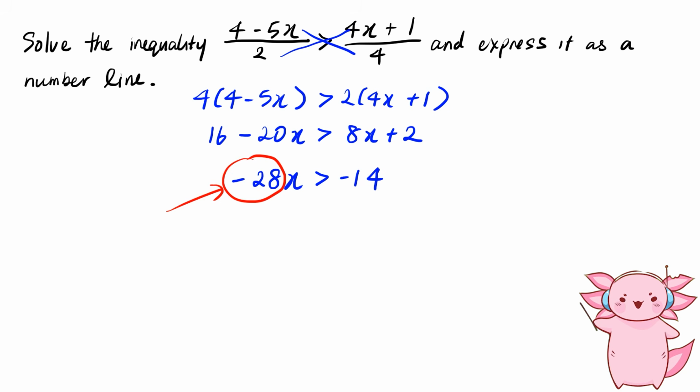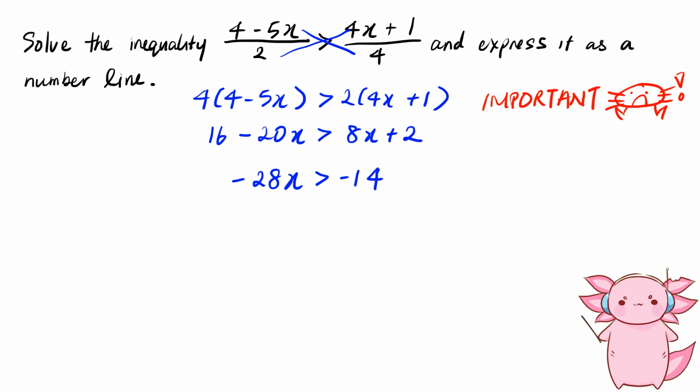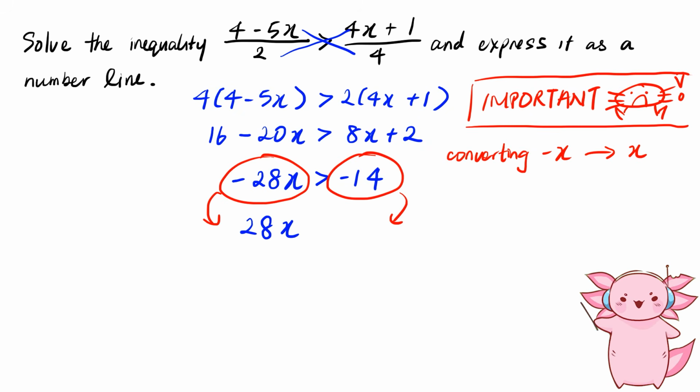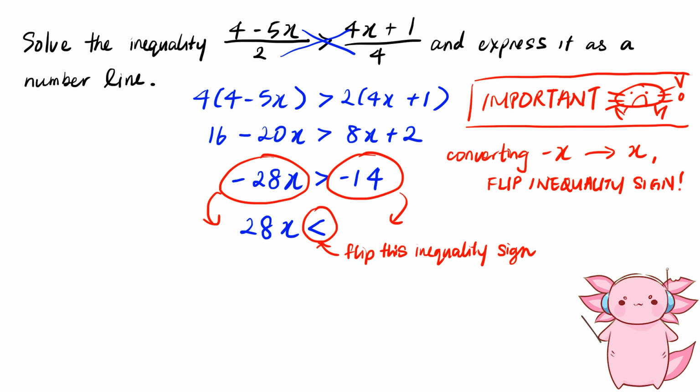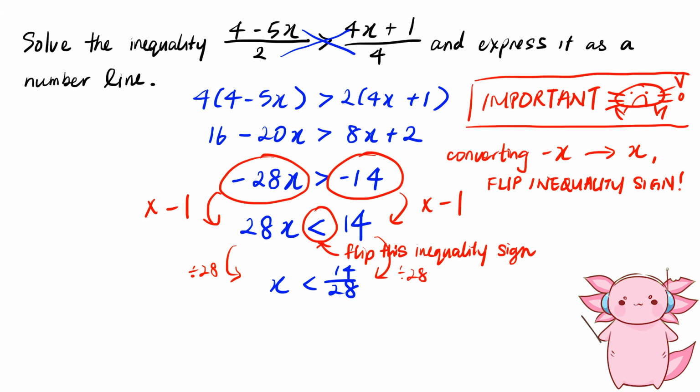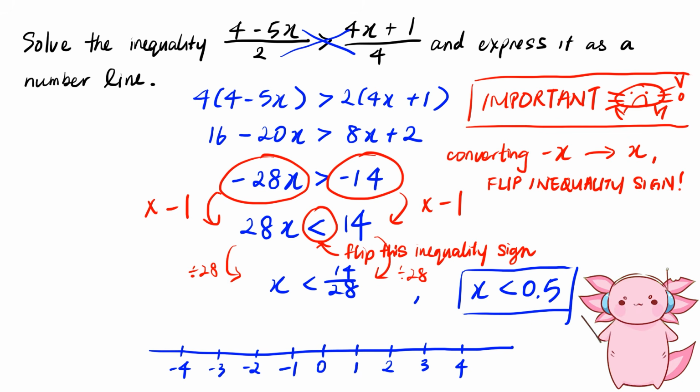Now we want the coefficient of x to be positive, and this is the most important thing you need to know for this topic. In order to convert this negative 28x to a positive 28x, we need to flip the inequality sign. So multiplying negative 1 to both sides, it becomes 28x less than 14. Now dividing both sides, we can get the final answer of x less than 0.5. Finally, after drawing out the number line, we can put an unshaded circle and point to the left side because it represents values that are less than 0.5.